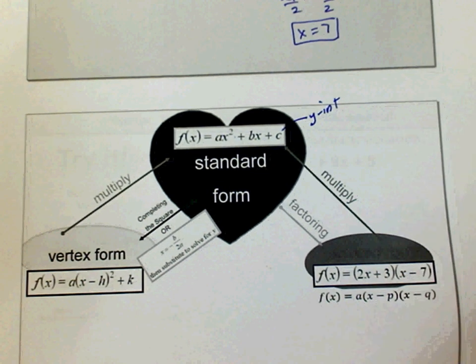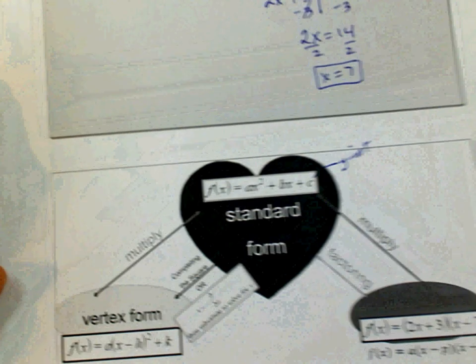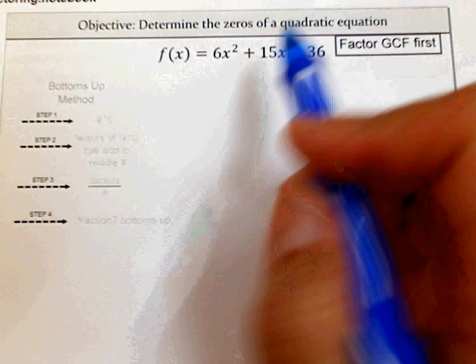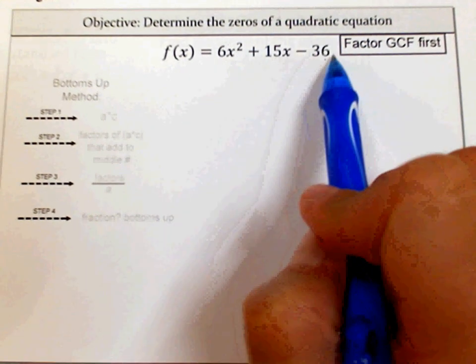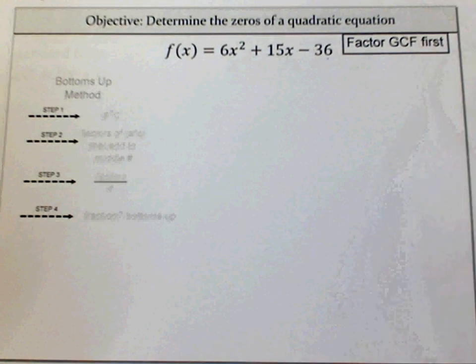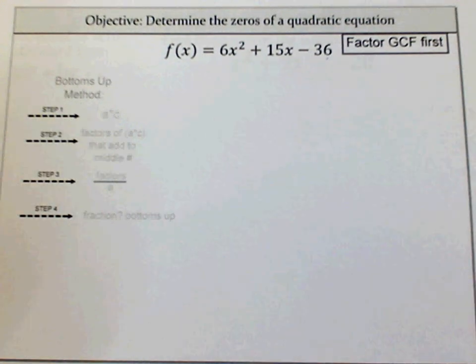All right, let's see if you guys remember how to do this. And if not, please pay attention. We're going to use this method. So here's your first one. You have a quadratic. It's in standard form. What you always want to do is factor out your greatest common factor first. So what is your greatest common factor?